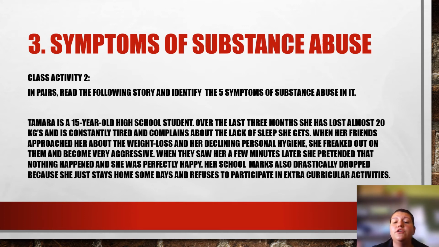Now moving on, we are going to look at the symptoms that come along with abusing substances. For our second activity, I want you to split up in pairs and read the story. Then I want you to see if you can identify any of the symptoms of substance abuse in the story and write them down in your books. I will give you about 10 minutes to do this. Then we are going to swap with another group and we are going to mark them as we work our way through the symptoms of substance abuse.